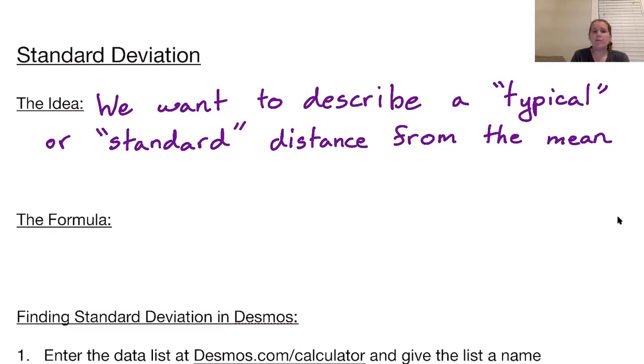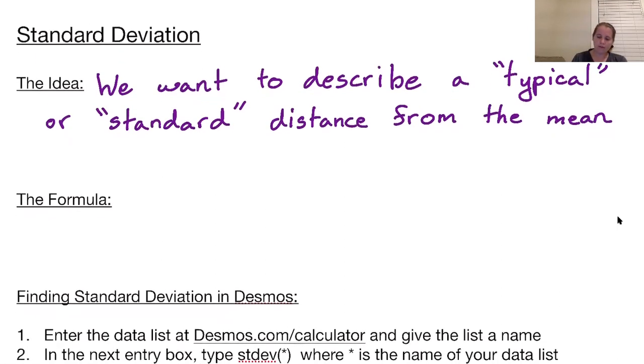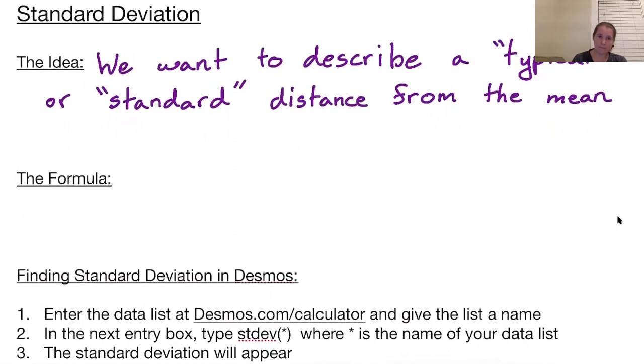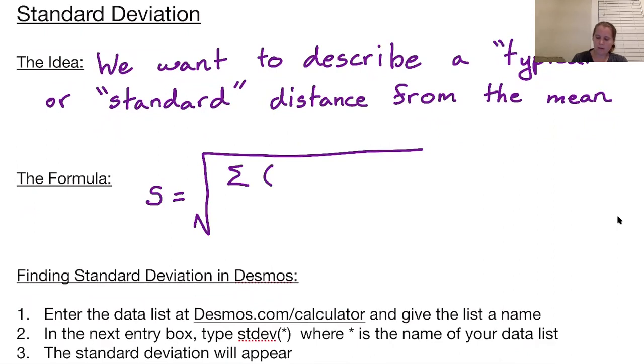I'm going to write out the formula. We will not be using the formula. We will let Desmos do the work for us in this class. But the formula for standard deviation is the square root of the sum of each data value minus the mean squared divided by the number of data values minus 1.